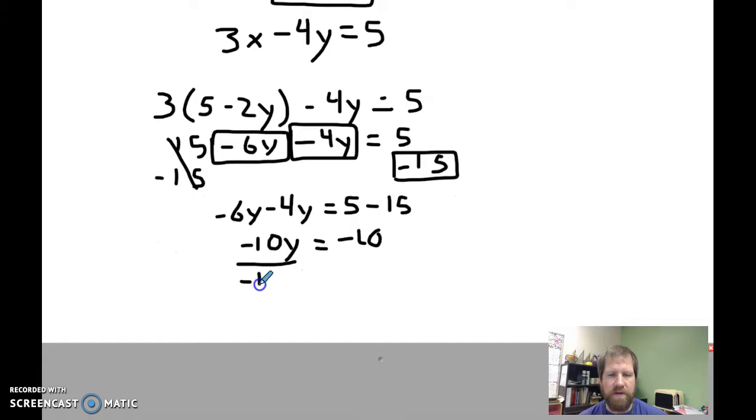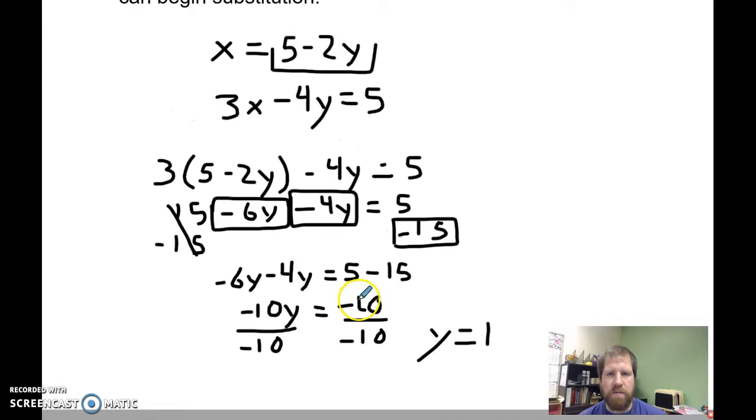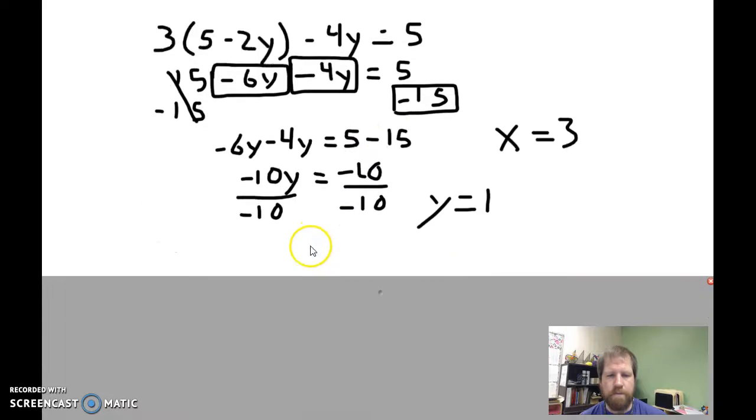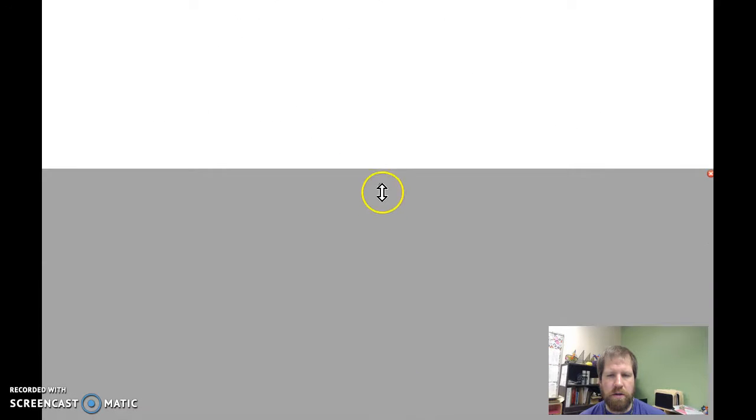Then I'm going to divide by negative 10, and we find that y is equal to 1. We still have to come back up to one of our original equations. Almost always we're going to use the one that already has x isolated. I'm going to plug in 1 for y. I'm going to have x is equal to 5 minus 2 times 1. That's going to be negative 2. So 5 minus 2 is going to be x is equal to 3. Alright, let's do another one real quick.